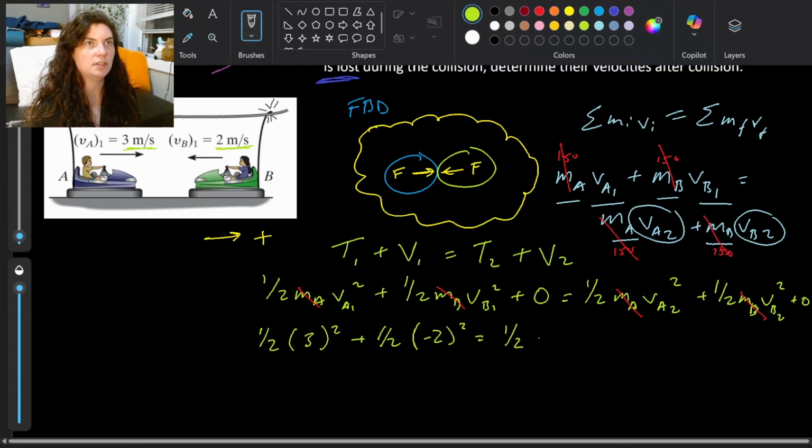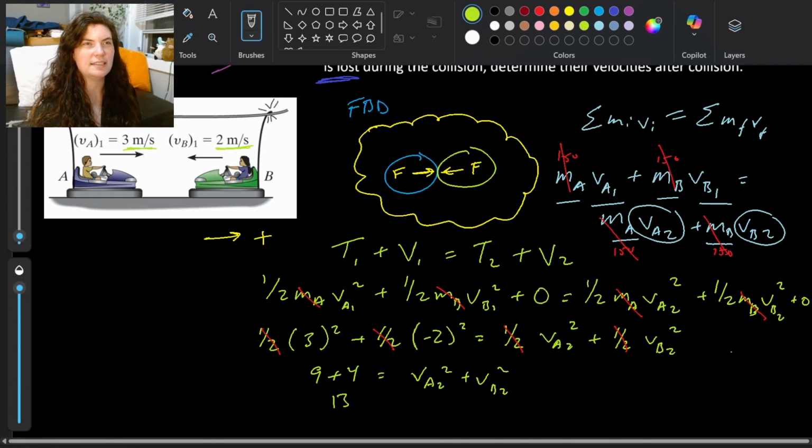And that equals, now that I think about it, I could have canceled out all these 1/2s as well, and I might do that too. Simplify my life some. 1/2 VA2 squared plus 1/2 VB2 squared, and I'm gonna cancel all these halves out. And so what I get over here is 9 plus 4 equals VA2 squared plus VB2 squared, and 9 plus 4 is just 13.